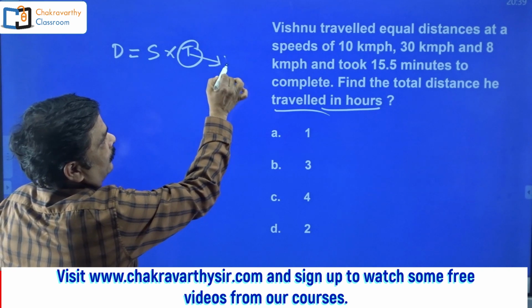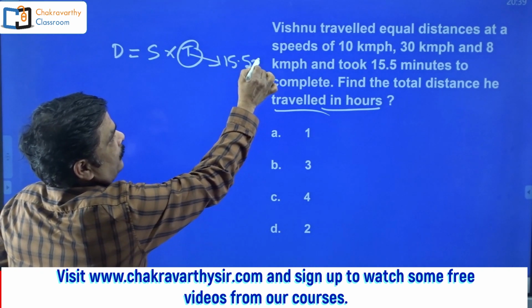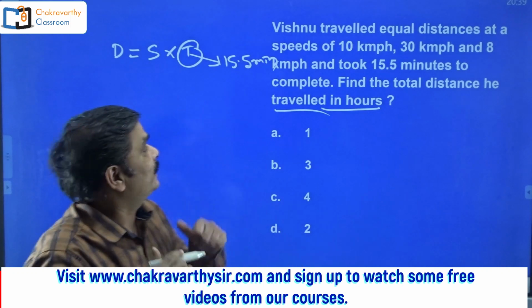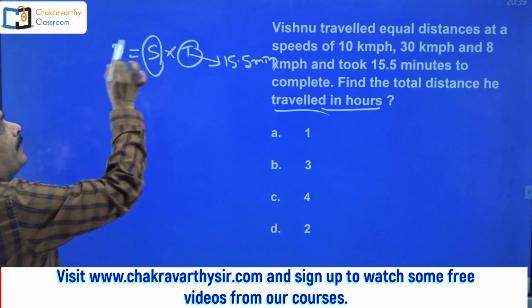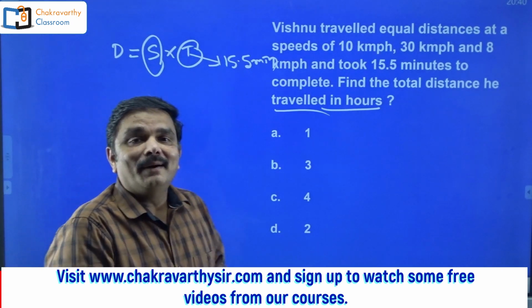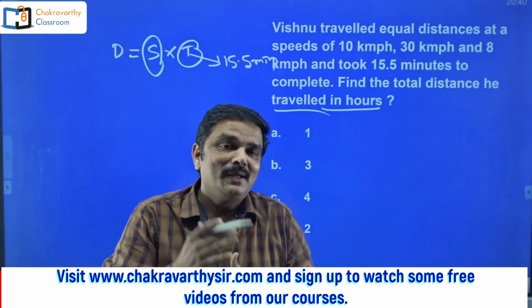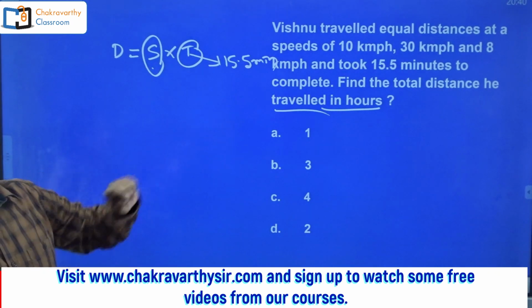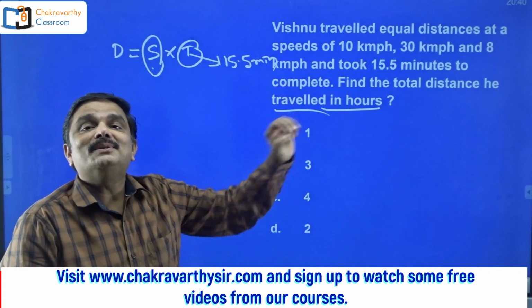Now here they have given the total time. The total time is 15.5 minutes. One thing is that you have to analyze in this way. Next, I need the speed. If I know the speed, simply speed into time, I am going to get the answer. Isn't it, students? So now, how to find out the speed? Not only one speed, here they have given 3 speeds.